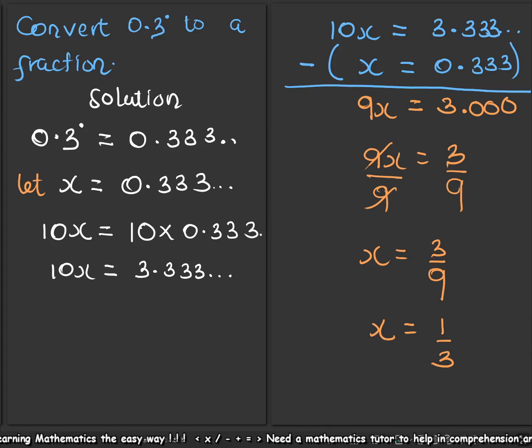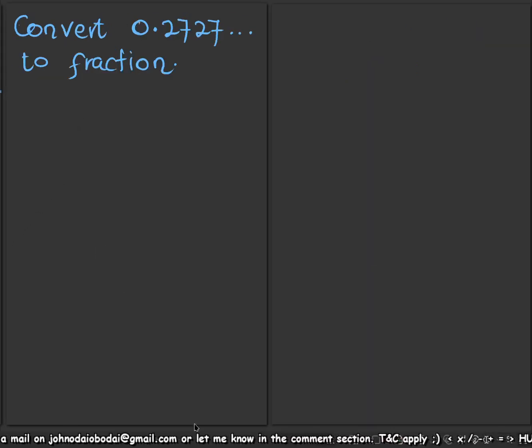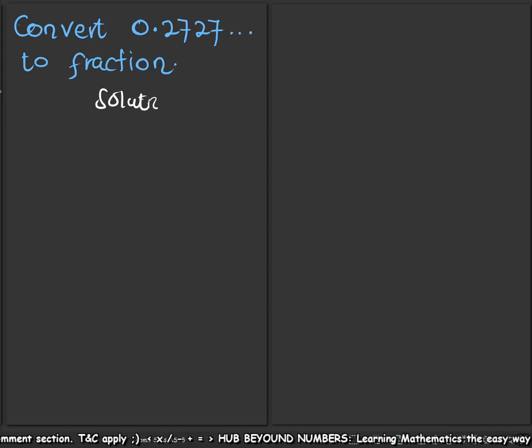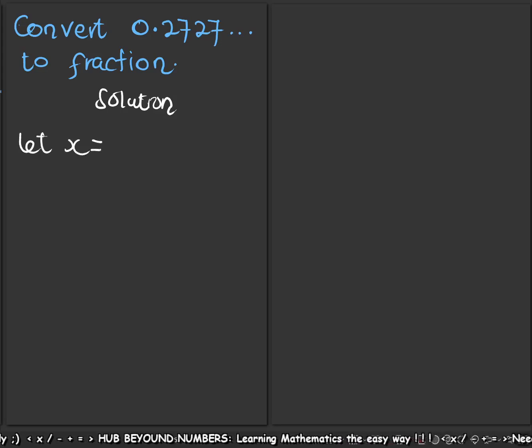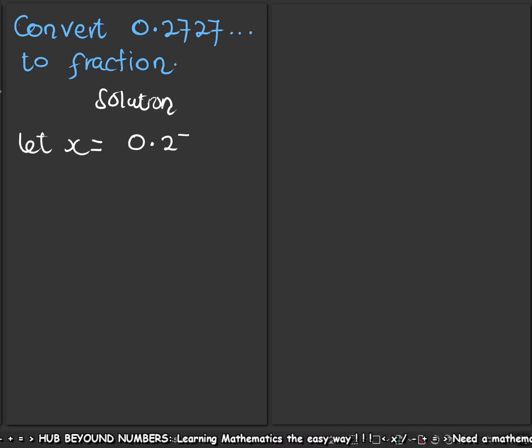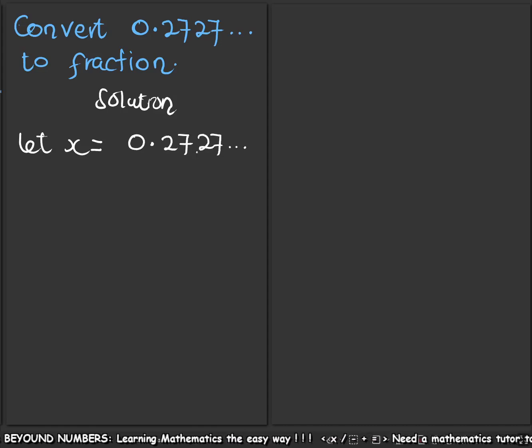So let's solve some few examples just to establish our understanding. Okay, so as you can see in our next example here, we have to convert 0.2727, which recurs, to a fraction. Now, how do we go about it? Our solution. So we start by saying let x be equal to 0.2727, which recurs. You see, then we look at the number of digits that are repeating. It is 2 digits that are repeating, the 27.